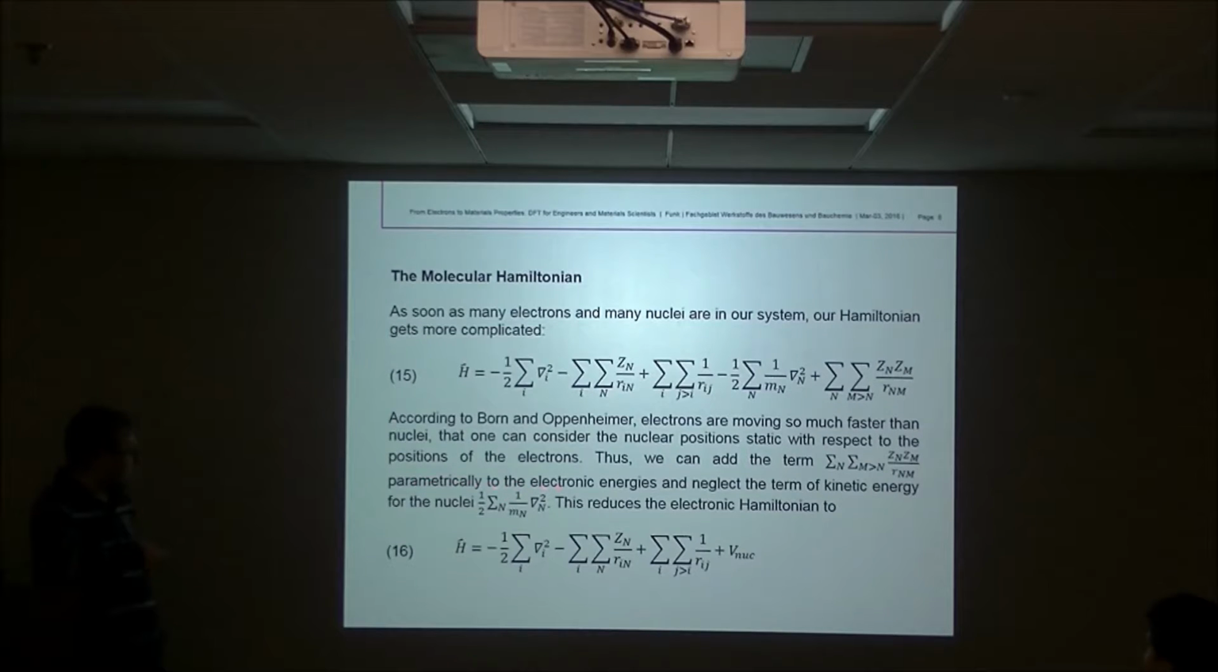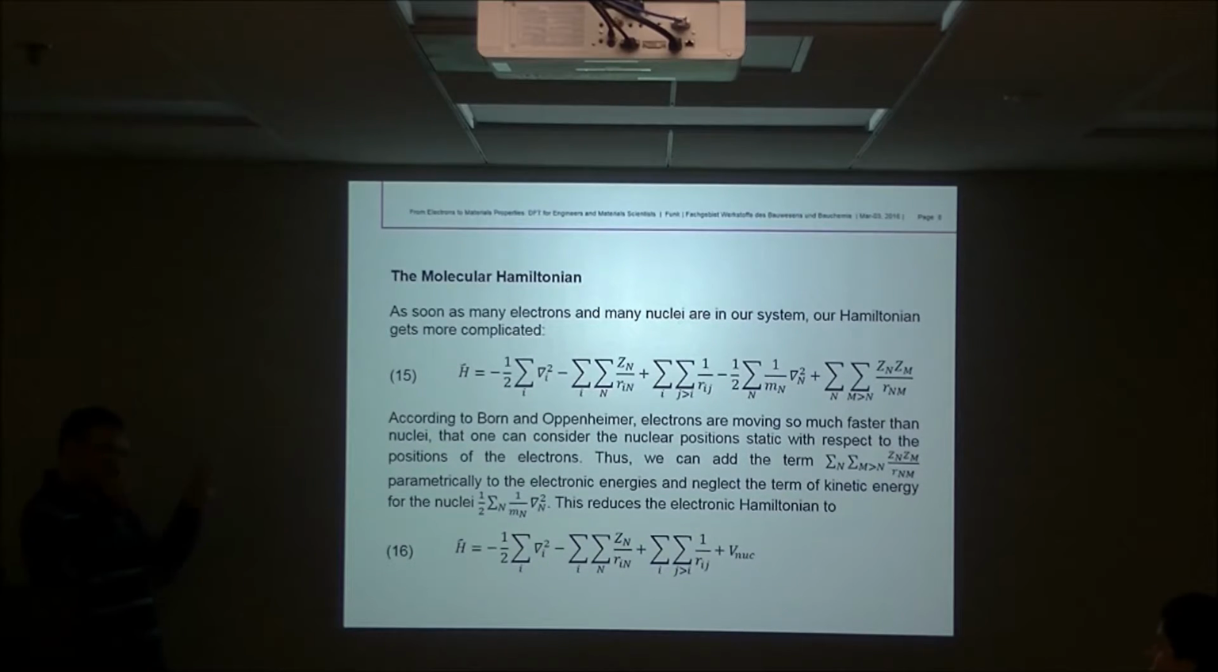The same thing is that the kinetic energies for the nuclei are also neglected. Sure, they are considered static with respect to the electrons, so their kinetic energy is zero with respect to electrons. However, all this is getting back together when we are going to compute the potential energy surface, for example.